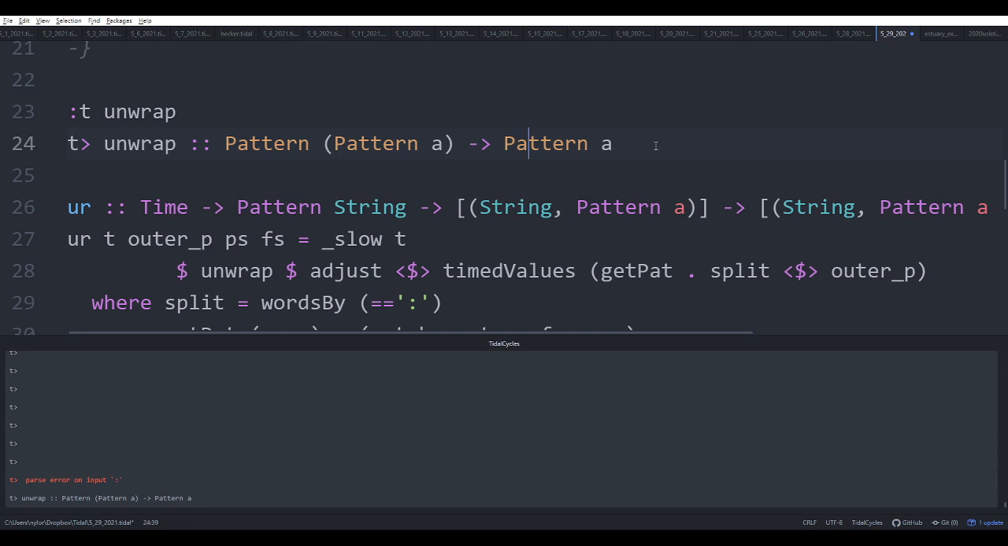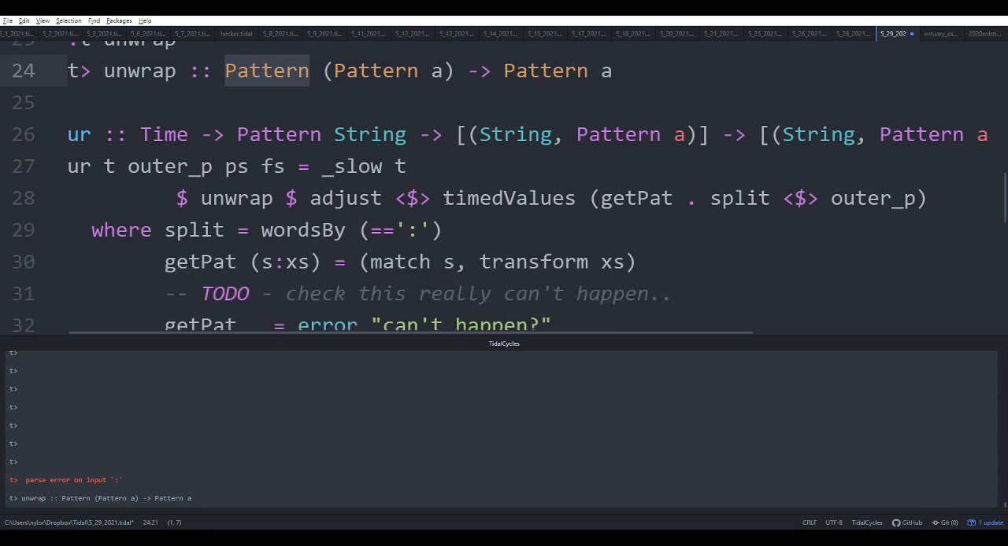It also allows you to combine values, like if it's the IO monad, then you would have an IO of IO of A, and that becomes an IO of A, which really just runs all of the inner actions and sequences them. That's all that means. So let's talk about this. There's an unwrap, which means that you have a pattern of patterns at some point. That doesn't seem wackadoo.